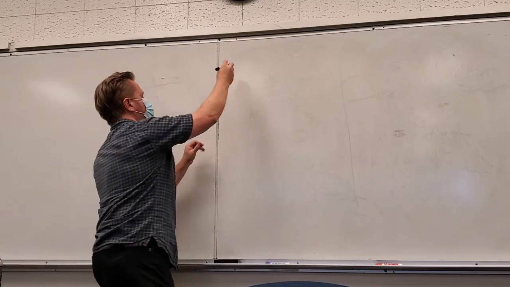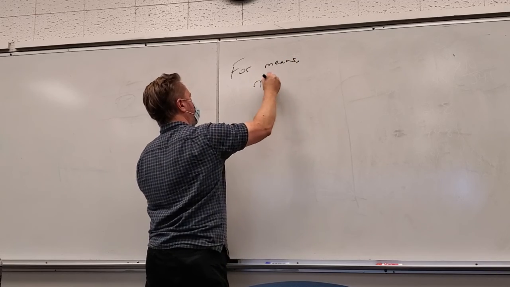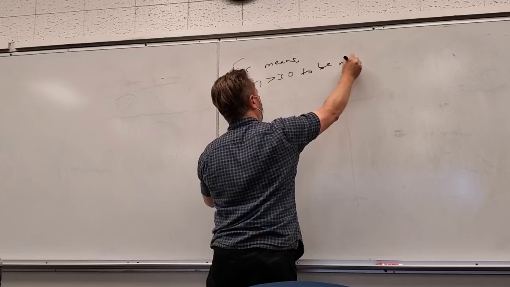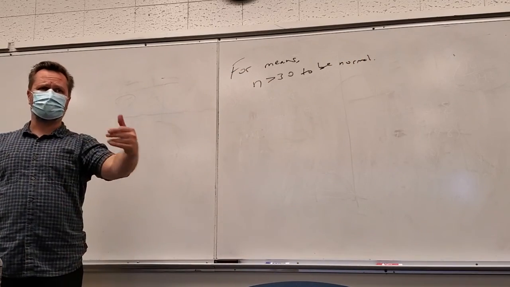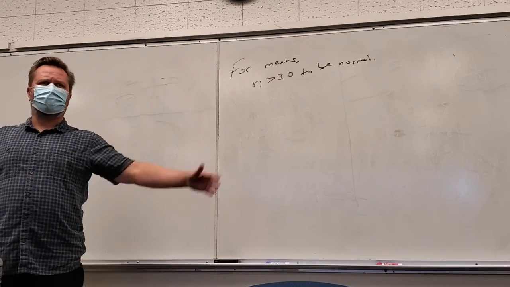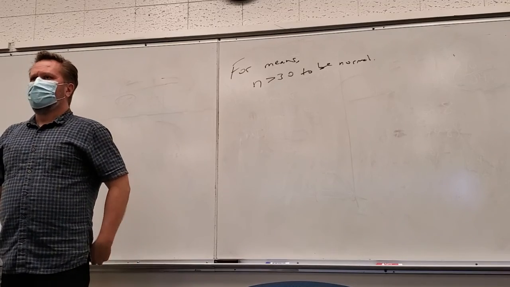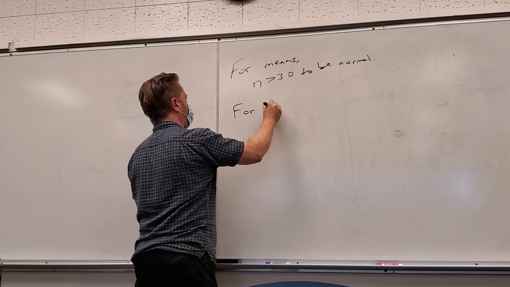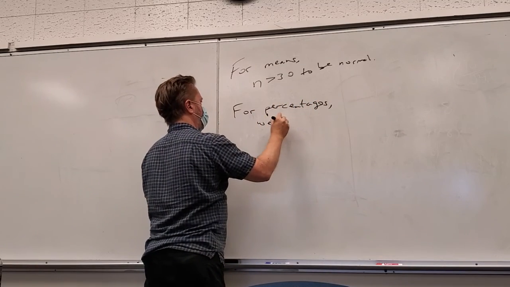For means, n is greater than 30 to be normal, right? If it doesn't state it's normal, I need n greater than 30. If it says it's normal, how big of a sample do I need? Anything, it could be 1. That's chapter 6. We just had 1 in chapter 6. For percentages, that won't work. We need something else.